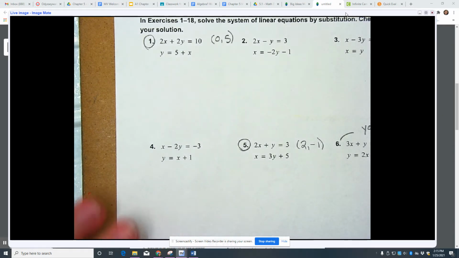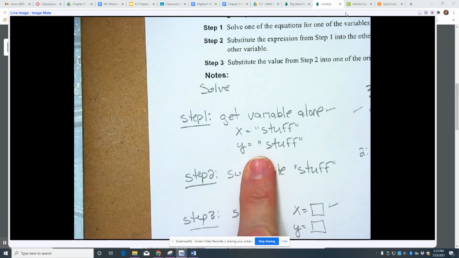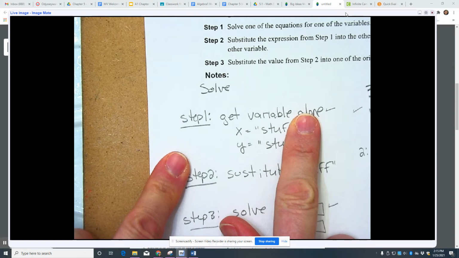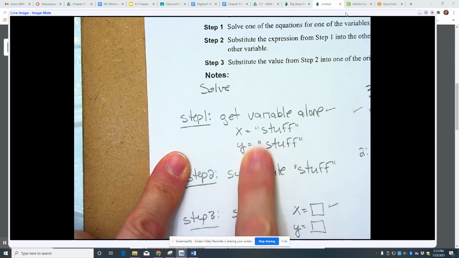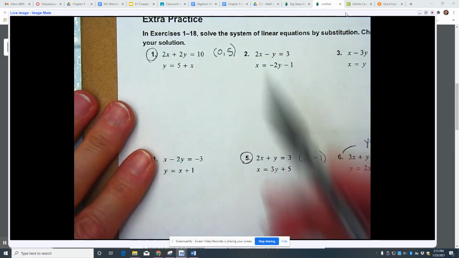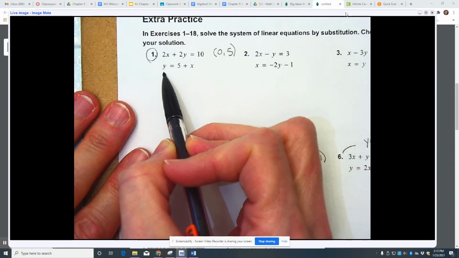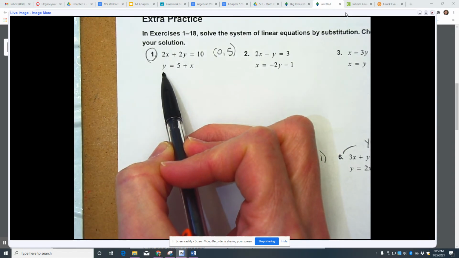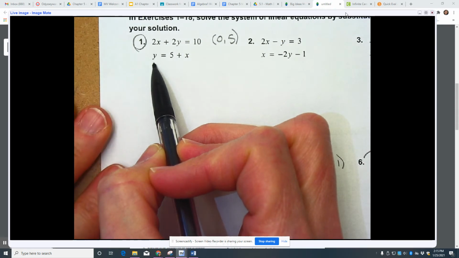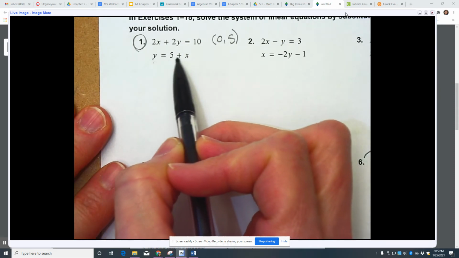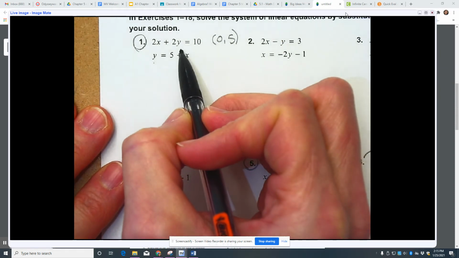The first step said get a variable alone. So you want to check to see if you already have that, and if you don't, we need to do it. But if I look at this one, I notice I have y all by itself on one side of the equal sign. So it is already solved for y. That means y equals 5 plus x.